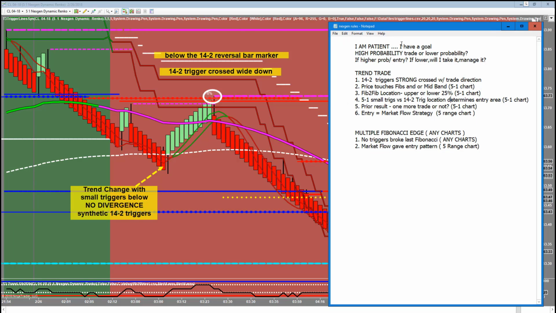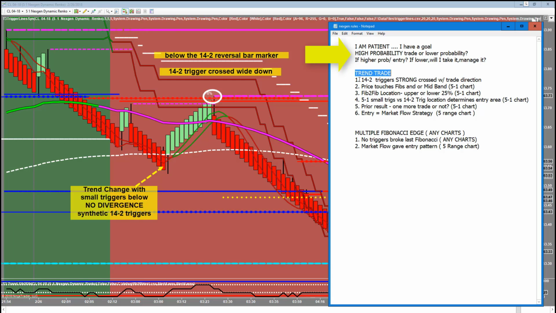So let's go through the rules. For a trend trade, I always like these little reminders. You're patient, you have a goal, you're looking at your trades in both charts. Do you have high probability or low probability? If you have a high probability trade, how are you going to enter that trade? Where are you going to enter that trade? If it's lower probability, the low probability for us is 50-50. So I don't want you to think like 20% chance of winning. We can take lower probability trades, but they still need to be 50-50.